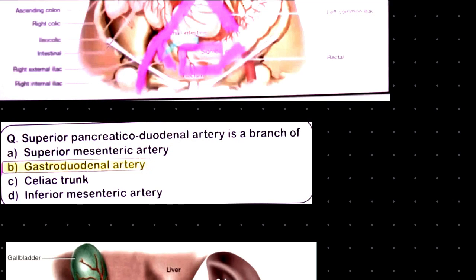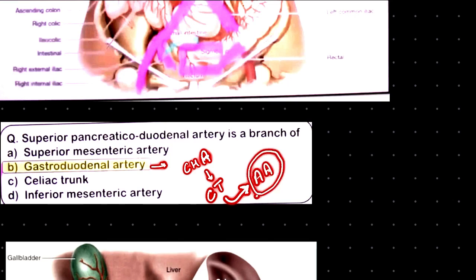So from this, what I would like to take you toward is, okay, the gastroduodenal artery is a branch of what? The common hepatic artery. Now what is this common hepatic artery? It is a branch of what? The celiac trunk. Now what is this trunk? The celiac trunk is a branch of what? The abdominal aorta.